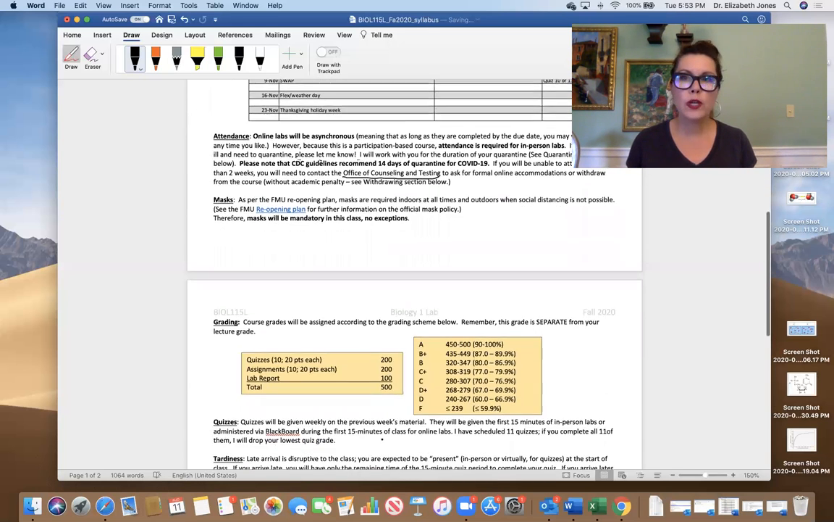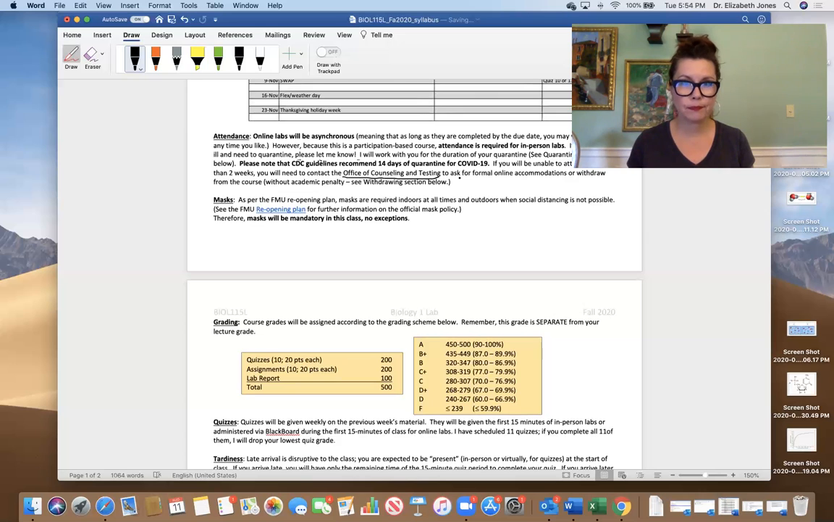Also, once we open up and go online, when you are in class, you will be required to wear a mask. This is not a subject that's up for debate. If you go to the FMU reopening plan, which is here, you can get more information on our official mask policy. When you are indoors or when you're outside and you can't socially distance, masks are required on the FMU campus. So if that presents a problem for you for some reason, again, I'm going to refer you to the Office of Counseling and Testing to request an online accommodation, but just know that masks are expected if you are on campus.